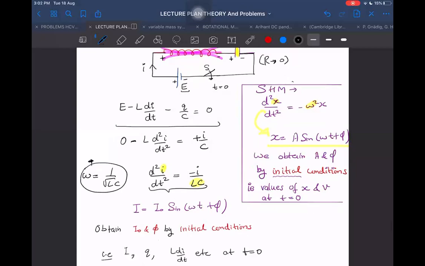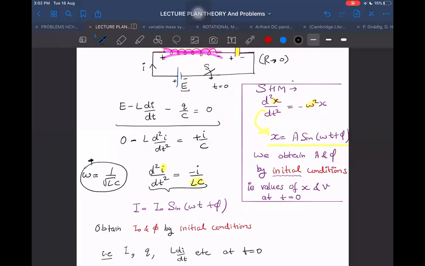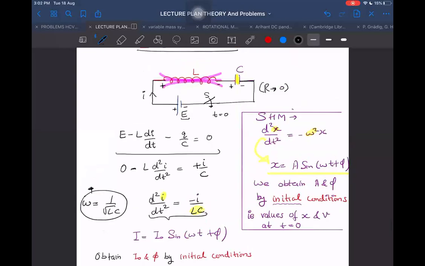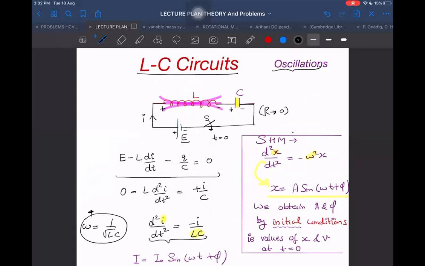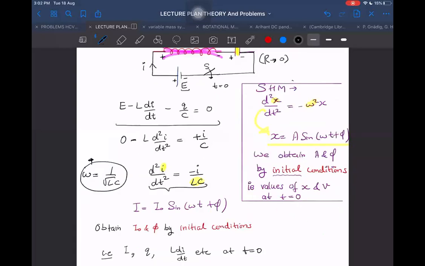What will be the frequency and the time period of LC oscillations? The time period of LC oscillations will be 2 pi by omega, that is, 2 pi root of LC. But what is oscillating? We should understand this also. You can see here that current is oscillating because current is variable.